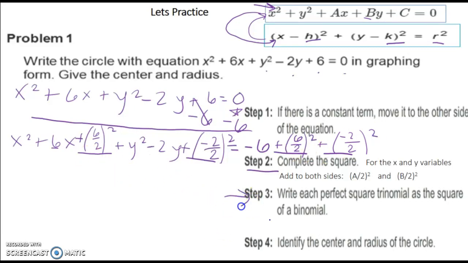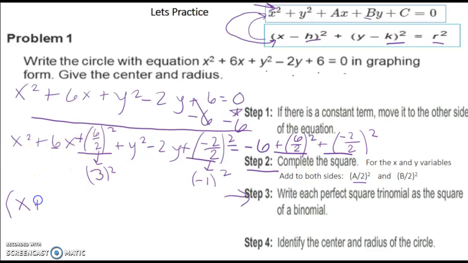It says write each perfect square trinomial as the square of a binomial. We want to simplify. 6 over 2 is 3, so that's a plus 3 squared. Negative 2 over 2 is negative 1 squared. And then we'll simplify the right-hand side in just a minute here. But what we want to do is be able to write each perfect square trinomial as the square of a binomial. All we have to do is take the x plus the a over 2 and then square that whole thing. That's how we would write this as a perfect square.